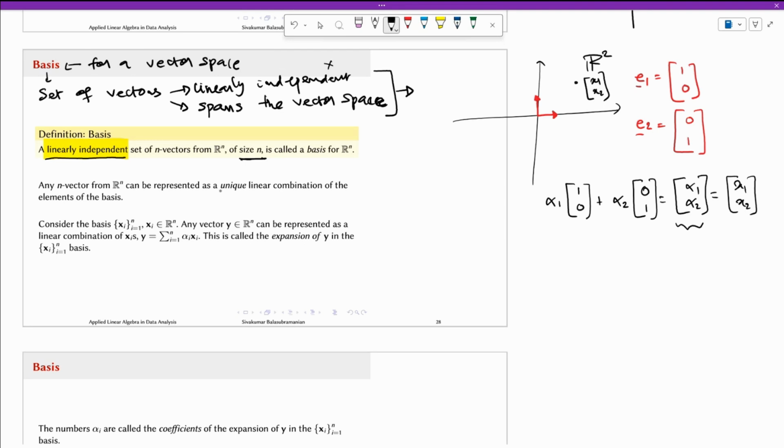That's what I've written here. So whenever you have a basis, it's a linearly independent set. It spans all of Rn or all of your vector space, which implies that any vector in your original vector space can be produced through a unique linear combination of your original vectors that you started with. Okay.